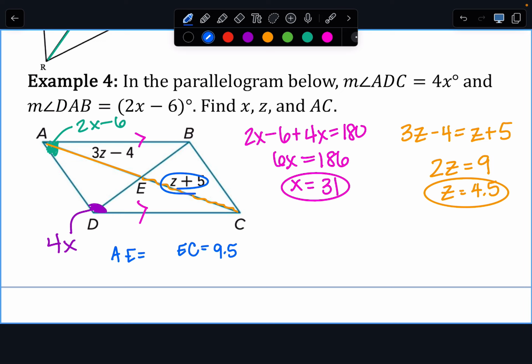3 times 4.5 minus 4. 3 times 4.5 is 13.5, minus 4 is 9.5. Yes, 9.5. So the length of AC would be 19.